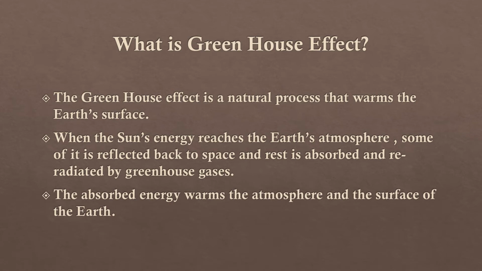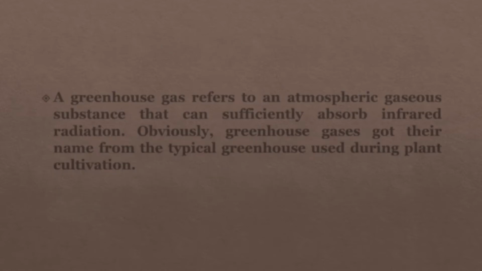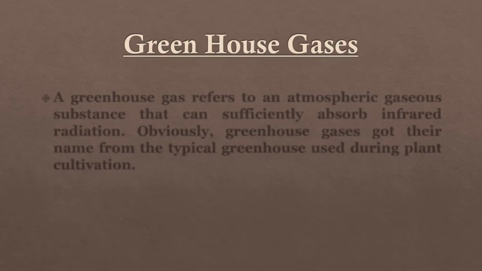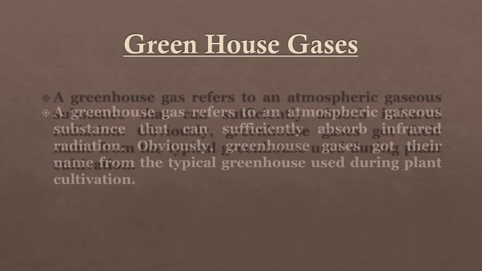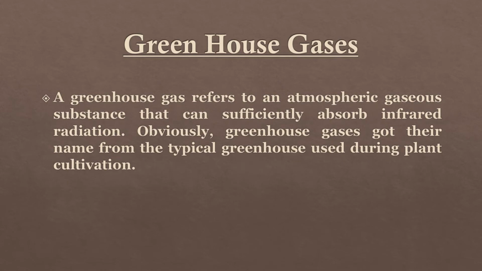Dear students, in the greenhouse process, greenhouse gases are very important. Let's learn about these in detail. A greenhouse gas refers to an atmospheric gaseous substance that can sufficiently absorb infrared radiation. Obviously, greenhouse gases got their name from the typical greenhouse used during plant cultivation.